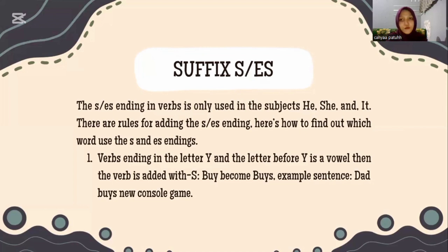First, if a verb ends in the letter y and the letter before y is a vowel, then the verb is added with s. Buy becomes buys. Example sentence: dad buys a new console.